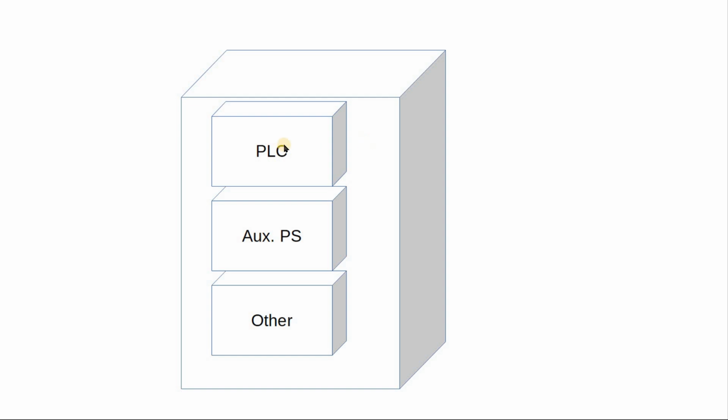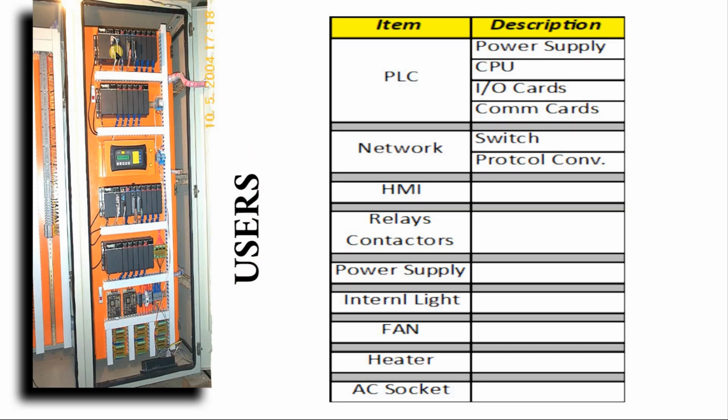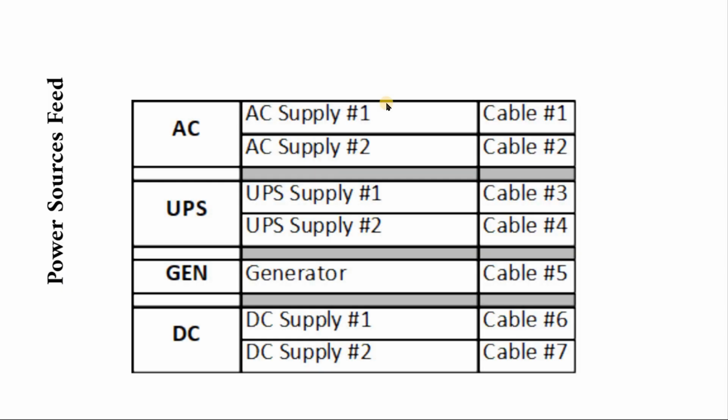In our cabinet, you can have a PLC, you can have a DCS component controller, and you will have an auxiliary power supply and other stuff as well. So our consumers are the PLC and its power supply, CPU, IOs, the network switches, protocol converters, HMI, relays and contactors inside the cabinet, an auxiliary power supply, the light for the cabinet, fan, a heater, an AC socket.